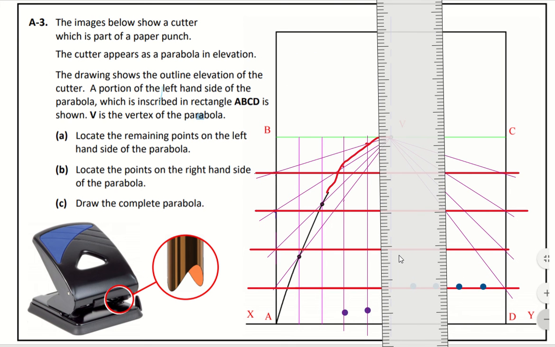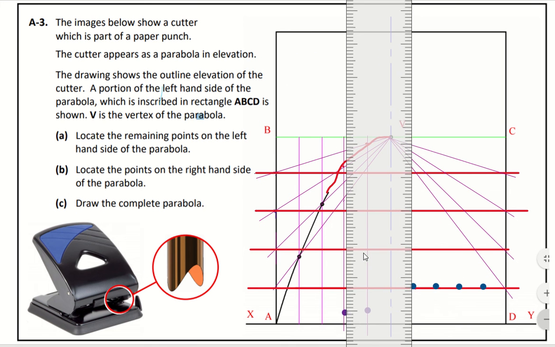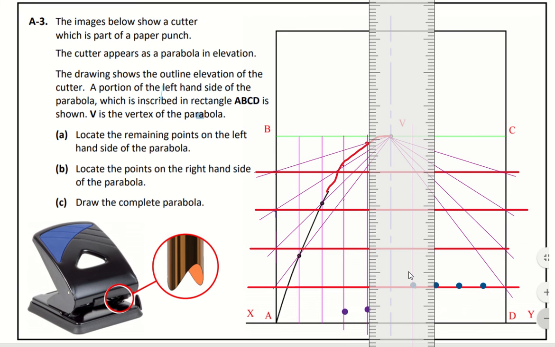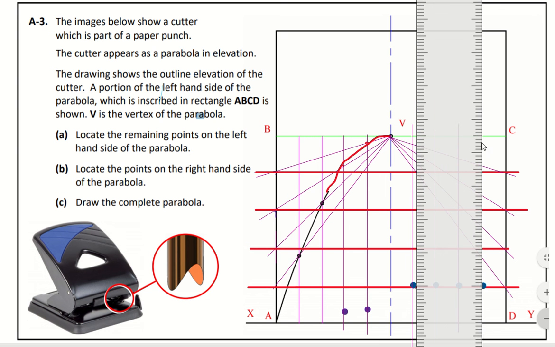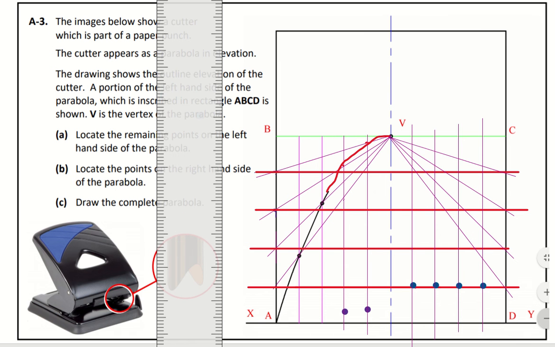Bring it around. Draw a line straight through them. 1, 2, 3, 4. Now, so we measure them up.